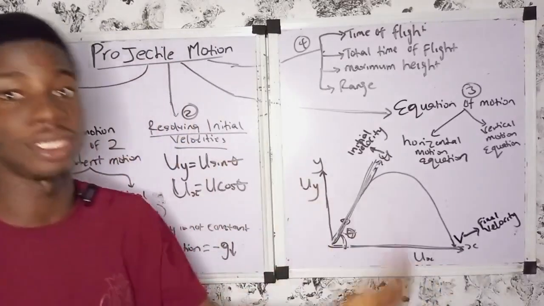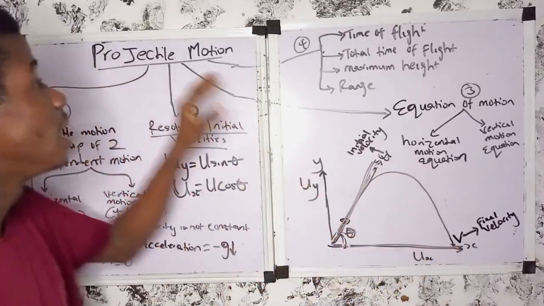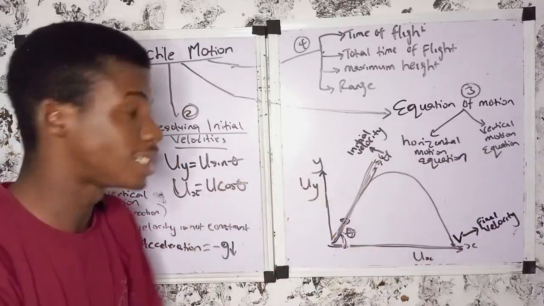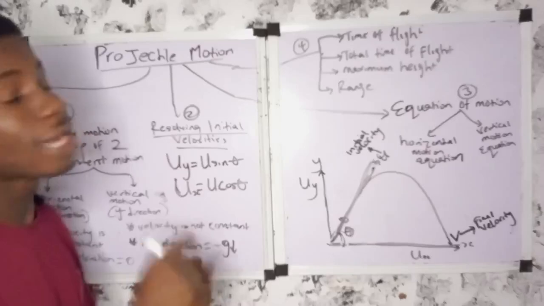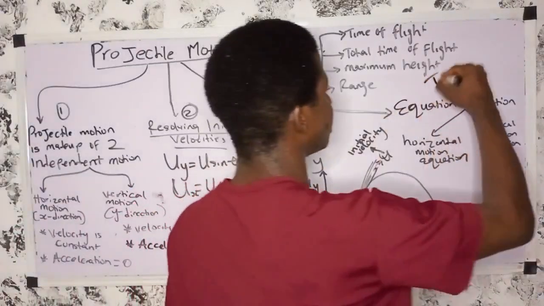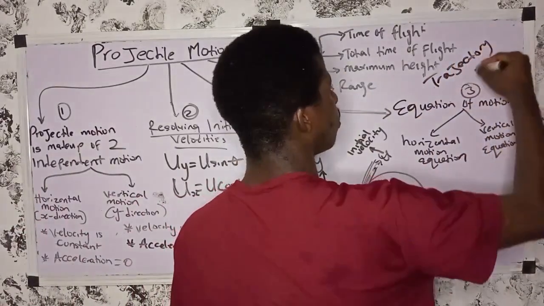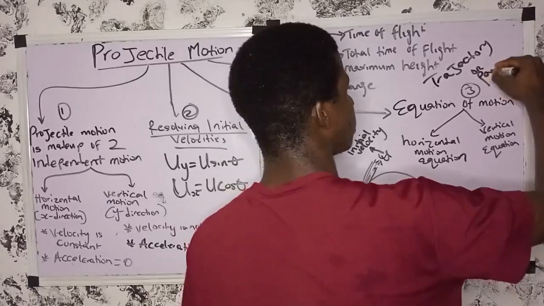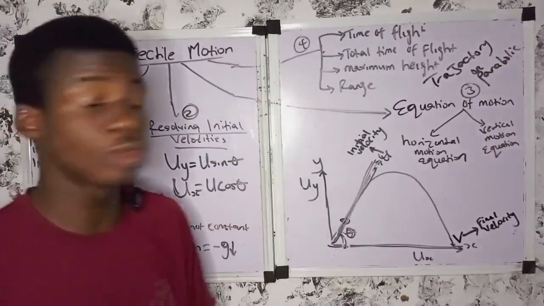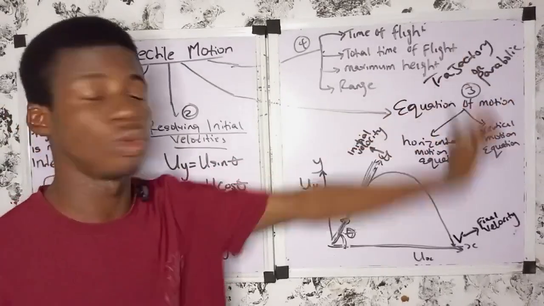A projectile is a body launched into the air and allowed to move on its own under the influence of gravity, while a projectile motion is the path followed by a projectile. And take note, that path followed by a projectile is known as what? It's known as trajectory, or parabolic. So projectile motion is a trajectory motion or a parabolic motion.